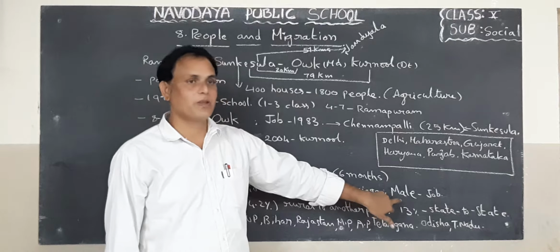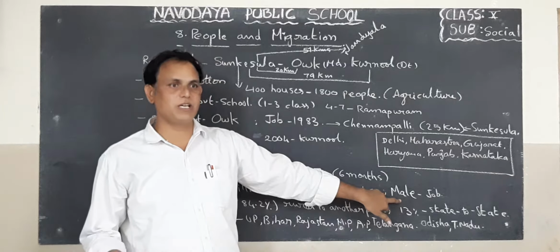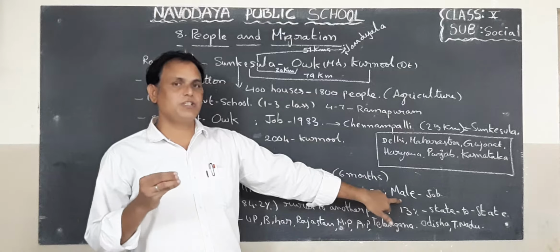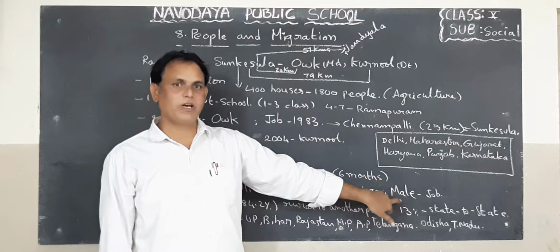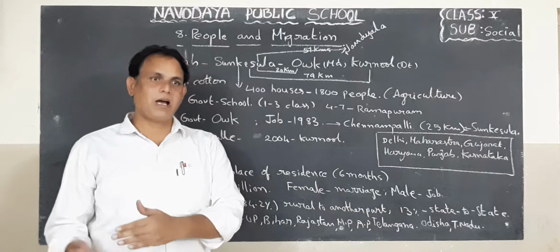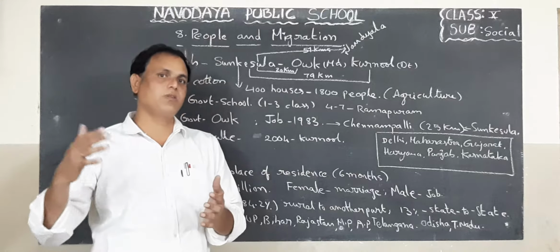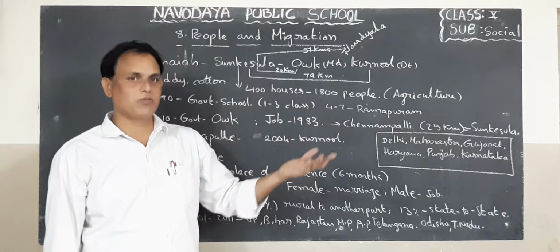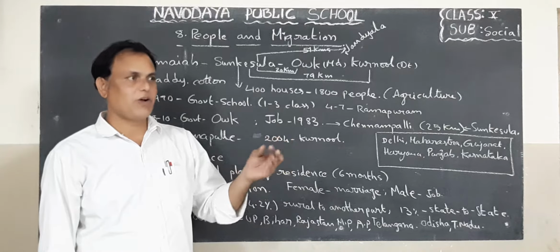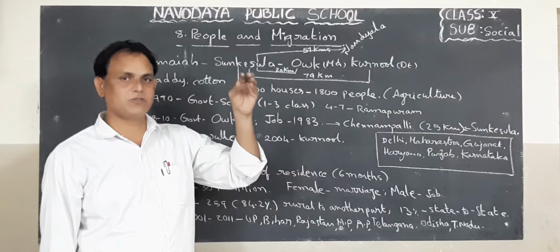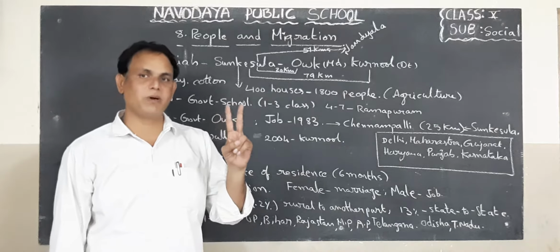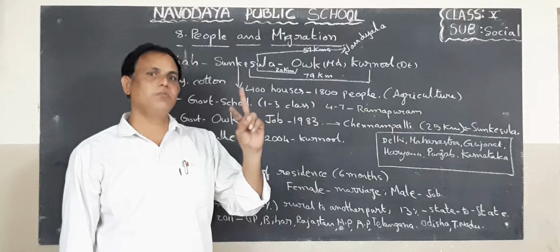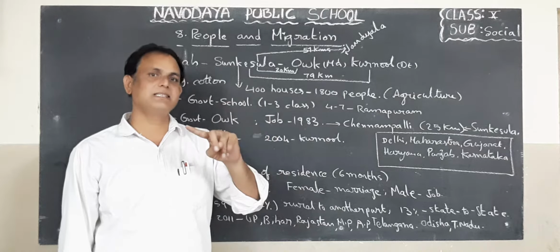Next, for males, after education, after graduation, males search for jobs and move from their hometown to cities and towns. After getting a job, they stay in the cities and towns. So these are the two reasons for migration of females and males. For females, marriage is the cause.